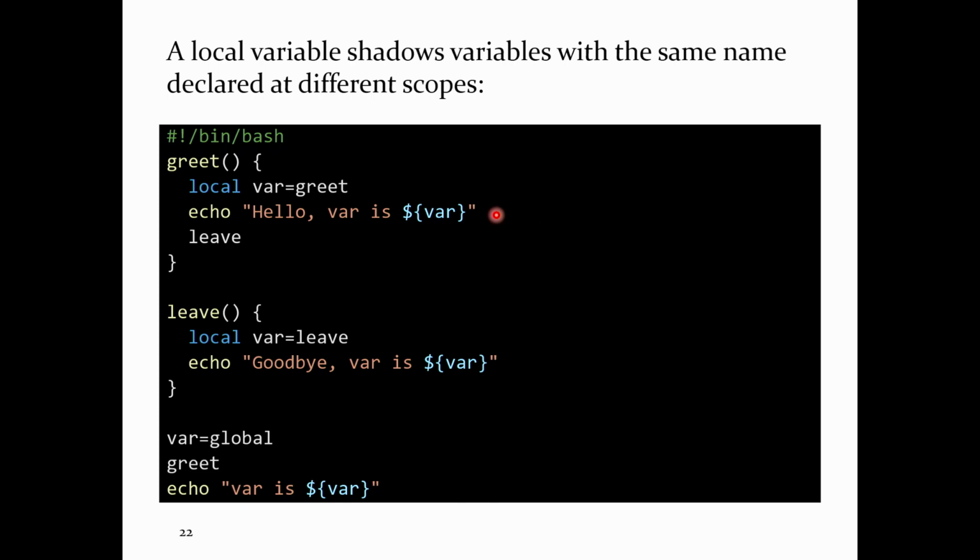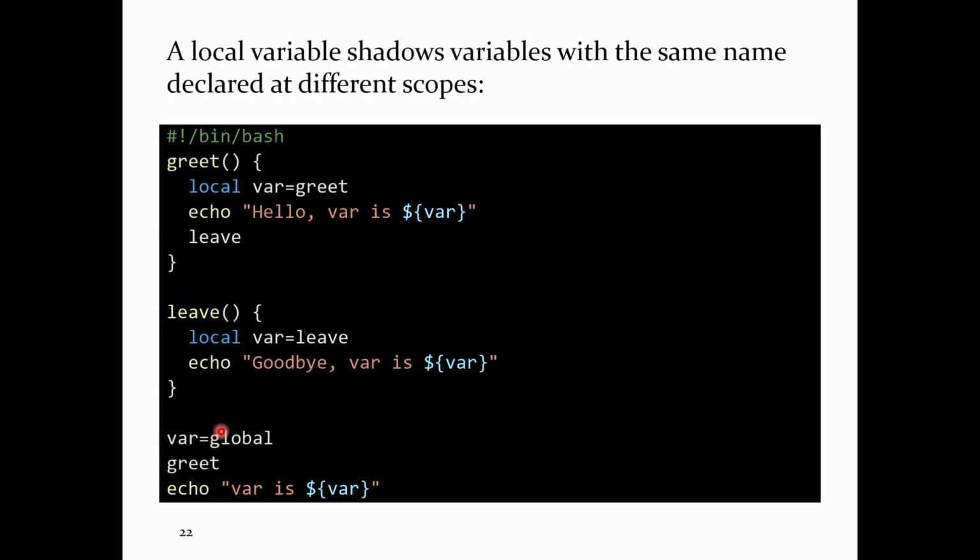Okay, now you can make what's called a local variable. A local variable shadows variables with the same name declared at different scopes. So what does that mean? Well, down here in the main body of the script, we've got a variable called var. It's a global variable, so it's known everywhere throughout the script. Now we call greet. Up here, I make a local variable called var, the same name as the variable here.